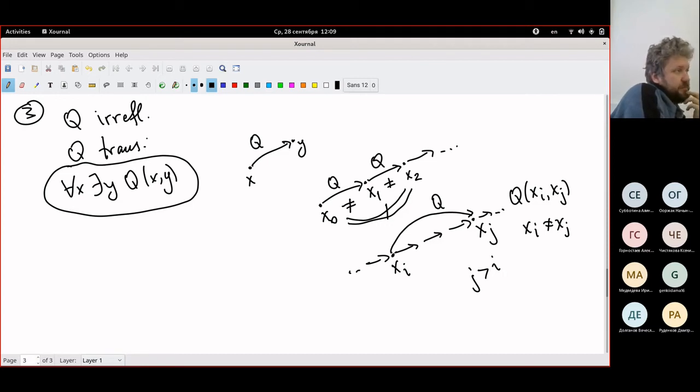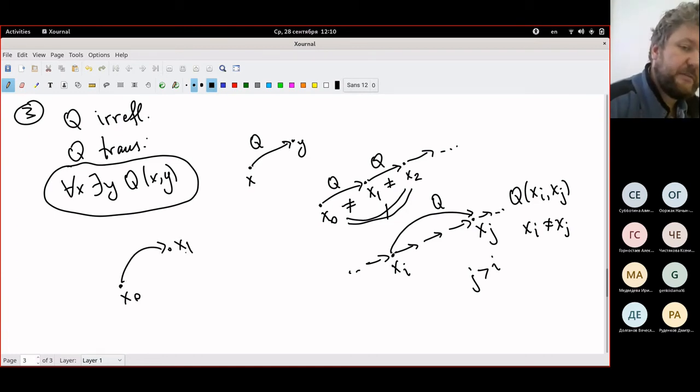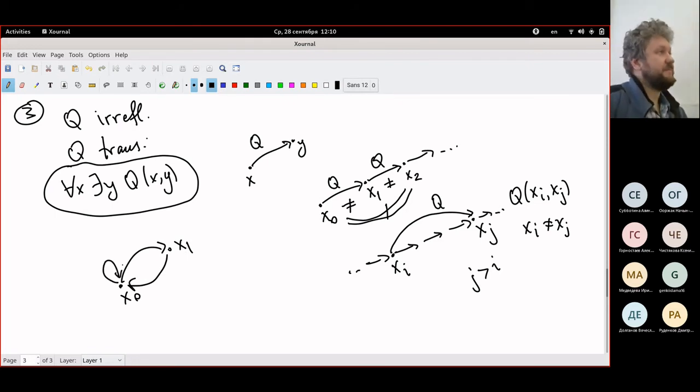Just say that for all x, we have some y such that a relation exists between them. Then we take an arbitrary element x0. We take y, this is x1. For x1, there also exists such an element, we take it as x2. But why, for example, isn't x2 the same as x0? Suppose it's x0, then this is x1, suppose it's backwards. By transitivity, you have this, and it's irreflexive.